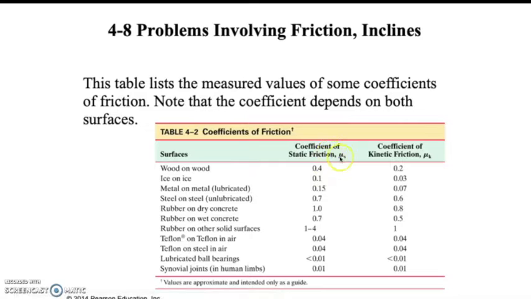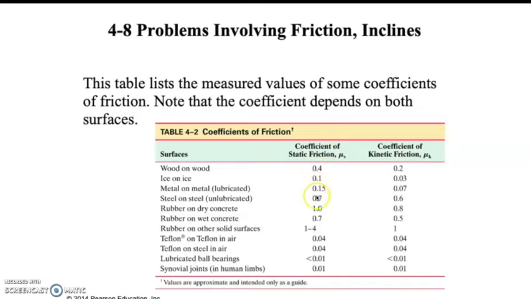Now we're talking about static friction. Static friction is different than kinetic. Static friction is the friction you have to overcome to get an object to move. So if we have two objects that are wood and we're trying to get one to start moving or slide across it, it's going to take a little bit more effort. So therefore the coefficient of friction is higher.